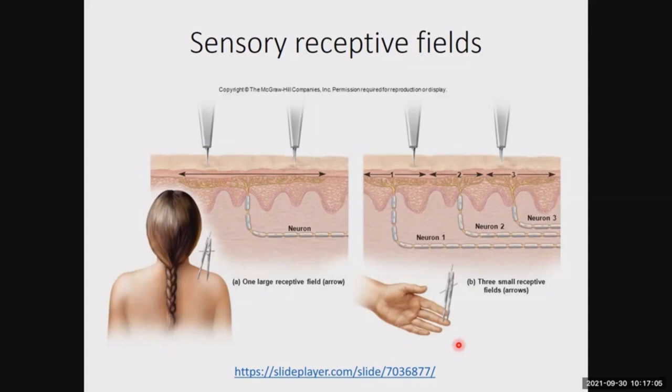In contrast, if we look at a region like the fingertips, we've got much smaller sensory receptive fields and a higher density of these receptors. Because of that, we can have the points of the calipers much closer together, and we're able to have a much finer sense of touch associated with this. And again, we'll be exploring that within lab this week.